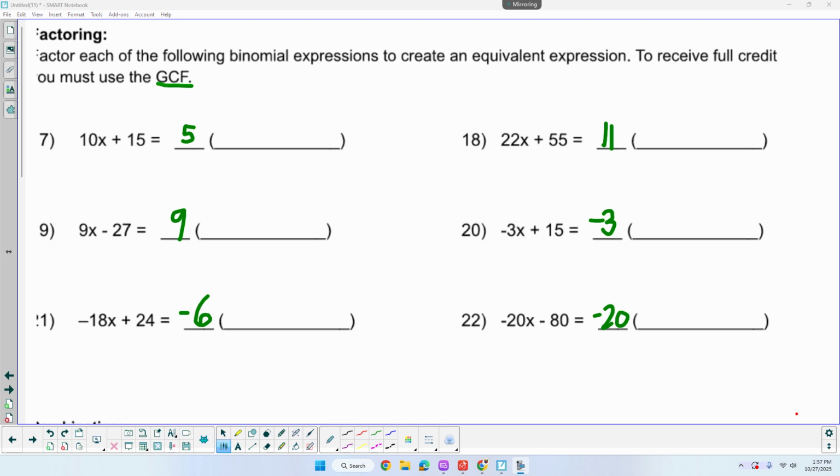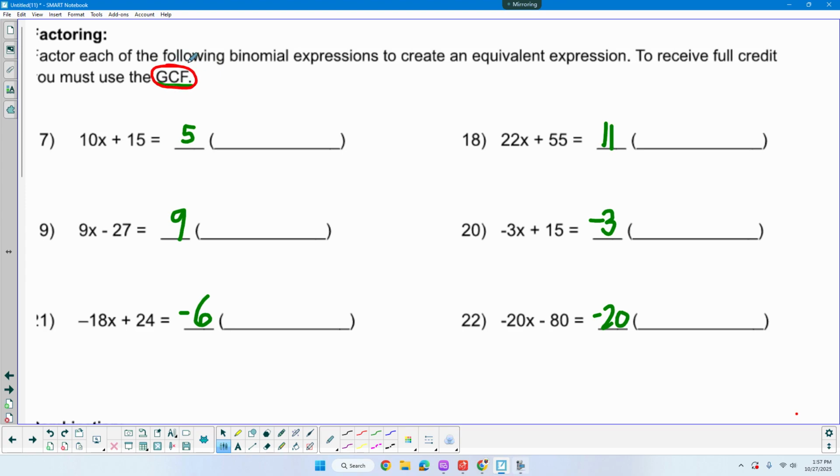All right, welcome back. Here we are on the second page of the practice test for the second unit test. Factoring. Factor each of the following binomial expressions to create an equivalent expression. To receive full credit, you must use the GCF.